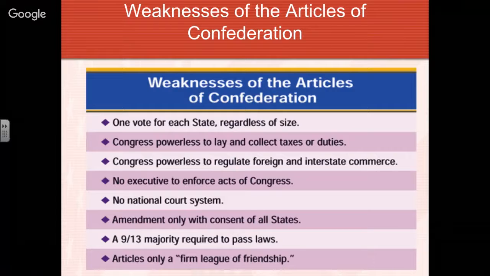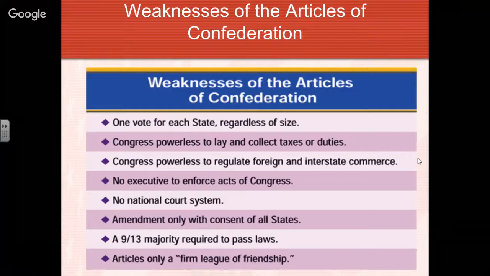They could ask the states for money, but the states were not required to give it to them. Therefore, it was very difficult to actually run the government without any money. Congress was powerless to regulate foreign and interstate commerce, which is ultimately going to be a big problem. There was no executive, no president or presidential branch to enforce acts of Congress. There was no national court system, so laws were applied differently in each of the states.